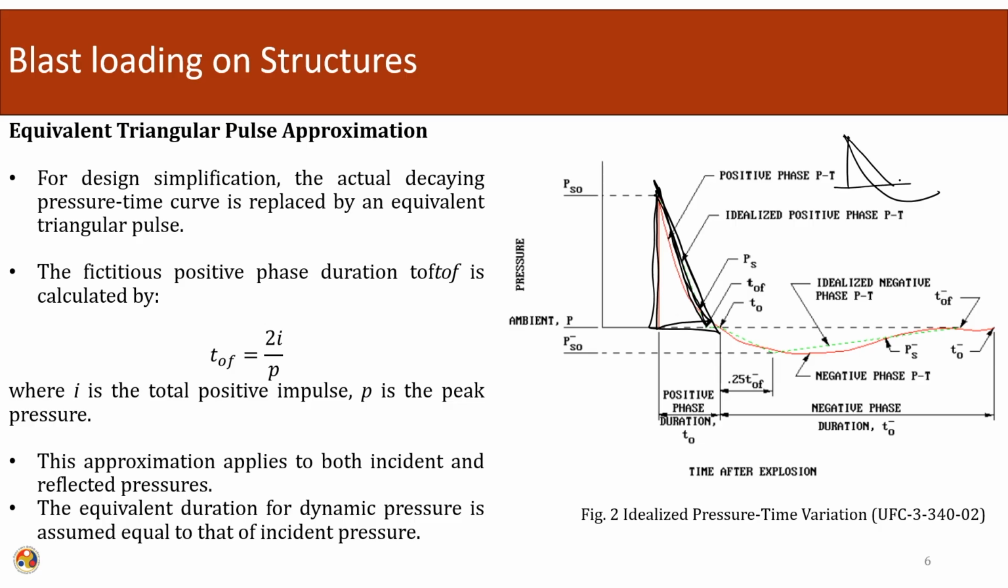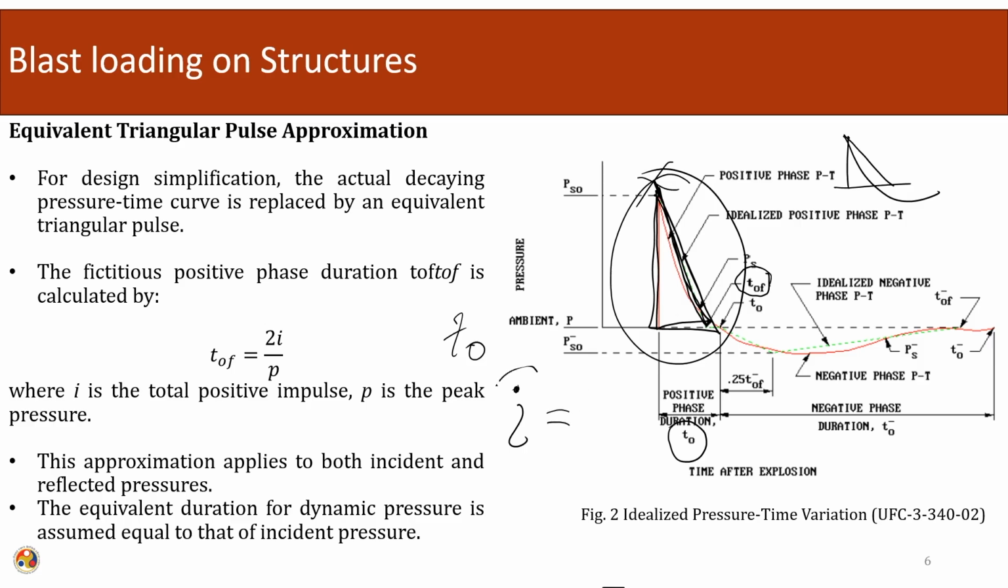So, there are two things. One is the actual positive phase duration, denoted by T naught. And there is a fictitious positive phase duration, this is T_of. What we say is that the area under both the curves is the same. The area under this curve is denoted by I. So, we are saying that the total impulse is the same, and we are keeping the magnitude the same.